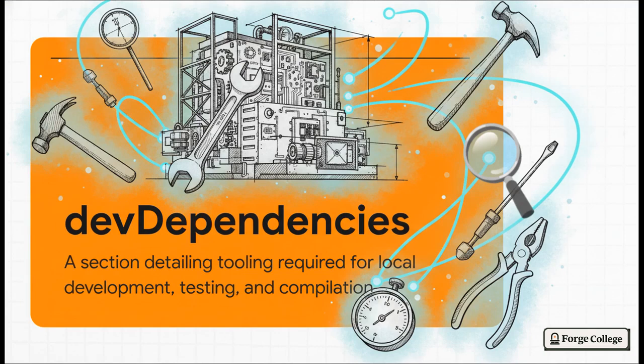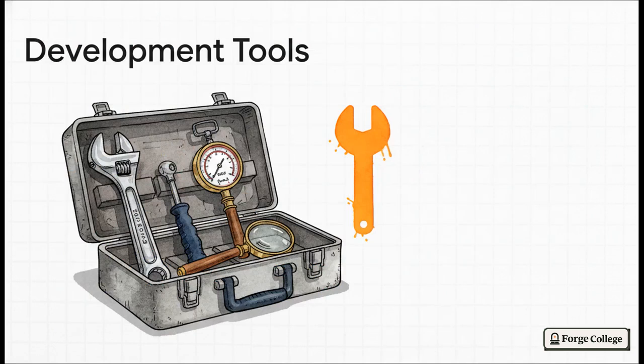These are the tools you need strictly to build the machine. Think of them as your scaffolding, your wrenches, your testing gauges. They're absolutely crucial for local development and compilation, but they won't actually be shipped in the final product out to the blockchain. You'll typically see essential packages listed here, like the Hardhat Core package, the Hardhat Toolbox from Nomic Foundation, testing frameworks like Chai and Mocha, and ethers for contract interaction.